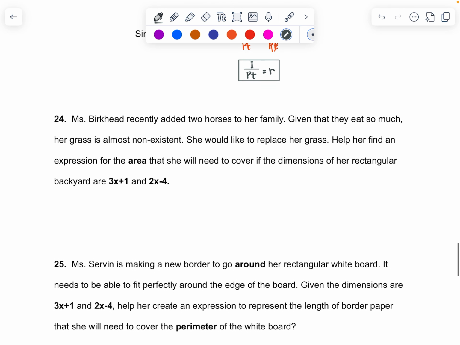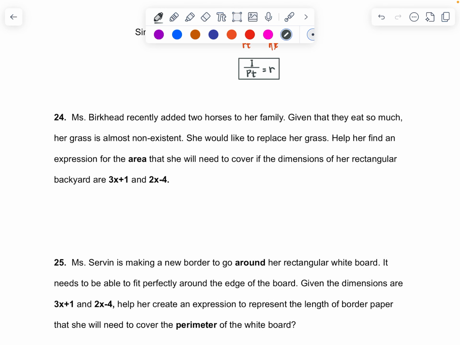All right, number 24. Miss Burkhead recently added 2 horses to her family. They eat so much. She would like to replace her grass. Help her find an expression for the area, there's our key word right there, area, that she will need to cover if the dimensions of her rectangular backyard are 3x plus 1 times 2x minus 4.